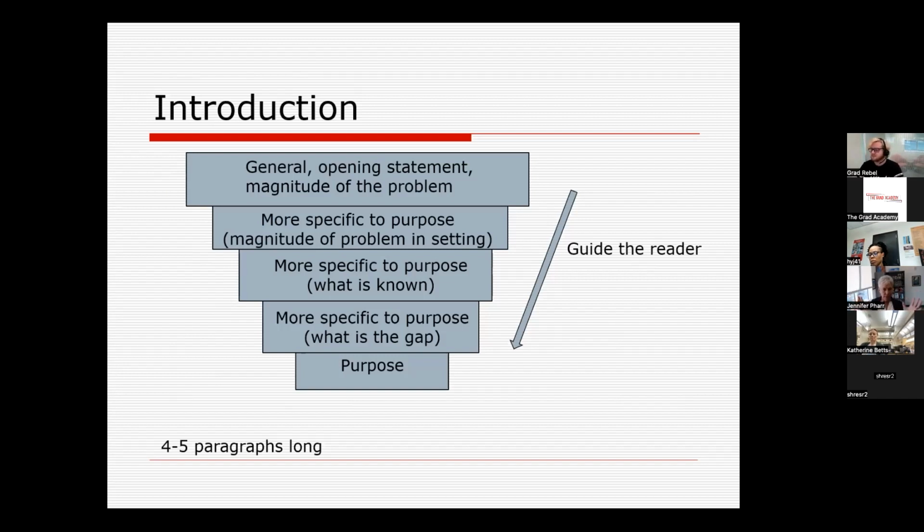Then the next section of the introduction, if it's a scholarly paper, might be the next paragraph. If it's a thesis or a dissertation, it might be the next big section of your thesis or dissertation, and it is more specific to the purpose of your study. So maybe it sets the magnitude of the problem within your setting. Then the next section is even more specific to the purpose. This is more like the background section. What do we already know about this topic?